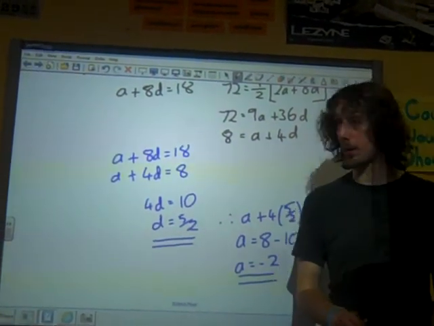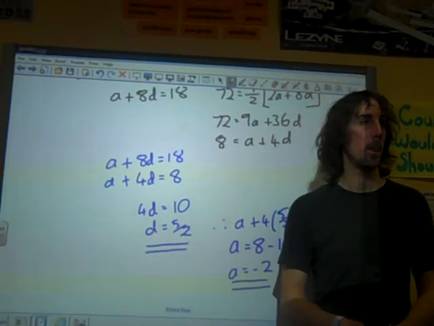Find the first term and the common difference. That was all they wanted, for another 5 marks. So that's pretty good.